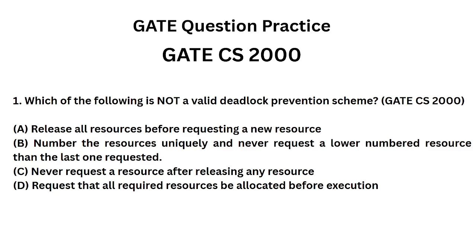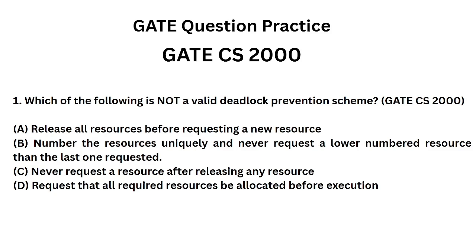Let's discuss option D first, that requests that all required resources be allocated before execution. This breaks the hold and wait condition again. The process gets everything it needs upfront. So no holding and waiting. Hence, it is also a valid prevention technique. So we are left with option C.